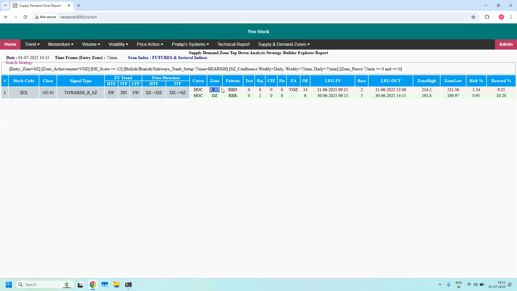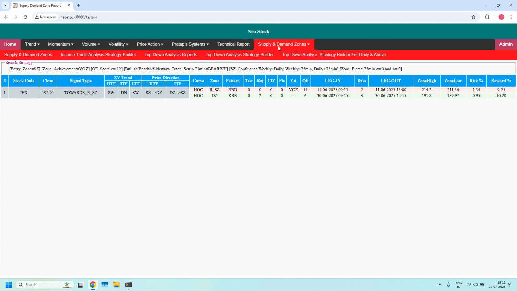This 75-minute supply zone overlapped with daily supply zone. Both together overlapped with weekly supply zone. But weekly trend is sideways. Sideways EMA confluence does not give any advantage. So this is bearish trade setup for weekly income trade. So we have completed weekly income trade reports. Next we will look into daily income trade reports.